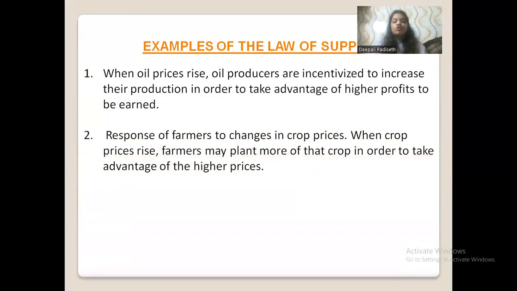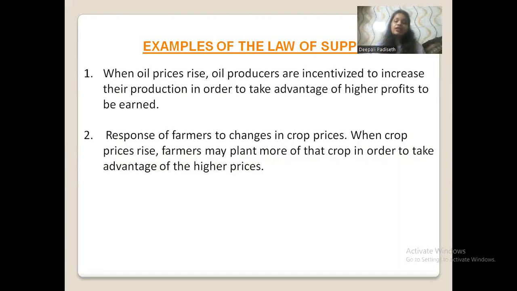Now, examples of the law of supply. As we have discussed before about the fruit example, in a similar way, when oil prices rise, oil producers are incentivized to increase the production in order to take advantage of the higher profits to be earned.